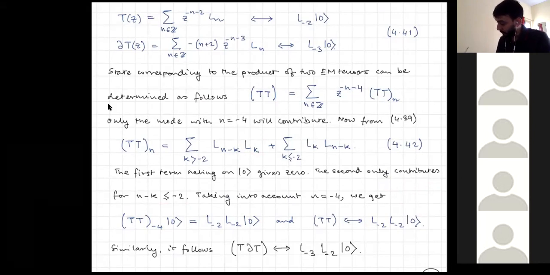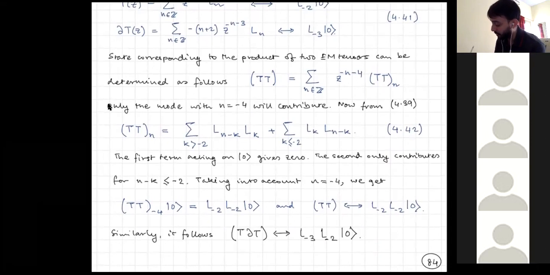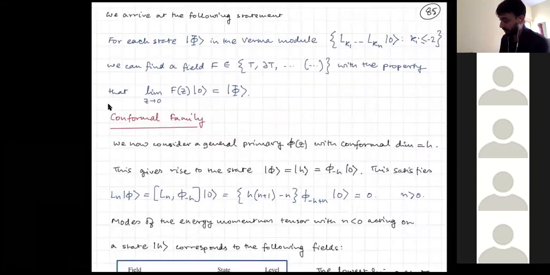Now you take into account that n has to be equal to minus 4. So at the end of the day, if you are looking at this particular composite operator, the state that corresponds to this is L minus 2 acting on the vacuum. Similarly, you can do things for the higher ones. For example, if you did T of del T, that will be L minus 3, L minus 2 acting on the vacuum. You can sit down and do the rest, but I guess you get the hang of what I'm trying to say out here.